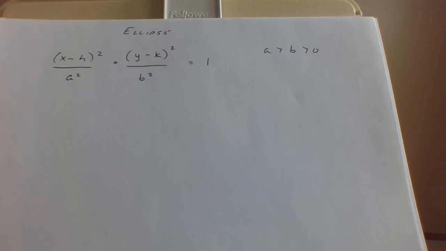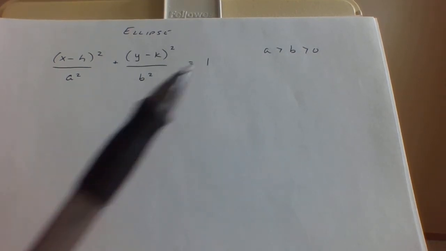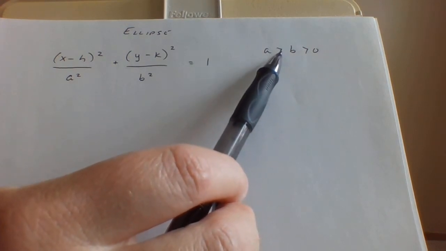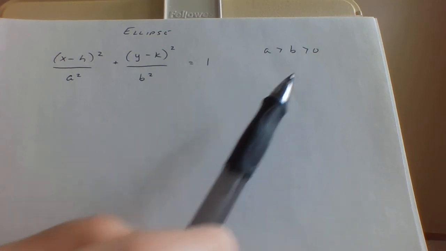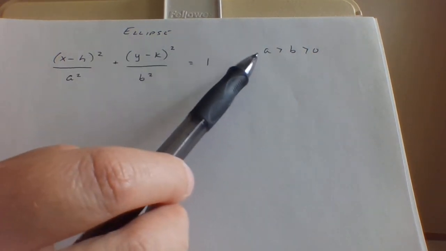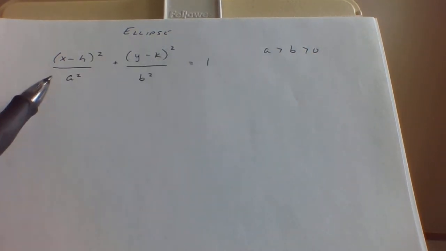Now let's talk about a couple pieces you're going to want to make sure you're aware of. Our a value in this case is going to be bigger than our b value, and both of those numbers are going to be bigger than 0. Since a is our biggest value here, this a squared term is going to be right now under the x term. That's going to be an indication that your ellipse is going to have a major axis that is horizontal, or along the x-axis, if you had an ellipse that was centered at the origin.